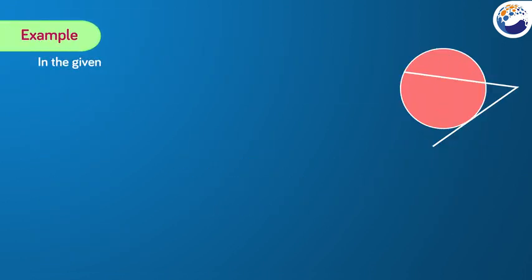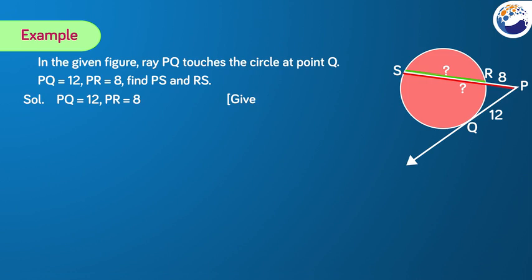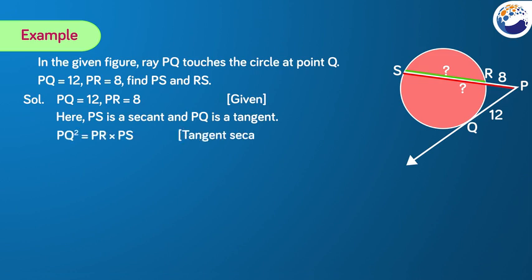Example: in the given figure, ray PQ touches the circle at point Q. PQ is equal to 12, PR is equal to 8. Find PS and RS. Solution: PQ is equal to 12, PR is equal to 8, given. Here PS is a secant and PQ is a tangent. PQ square is equal to PR into PS, tangent secant segments theorem. 12 square is equal to 8 into PS. 144 is equal to 8 into PS.